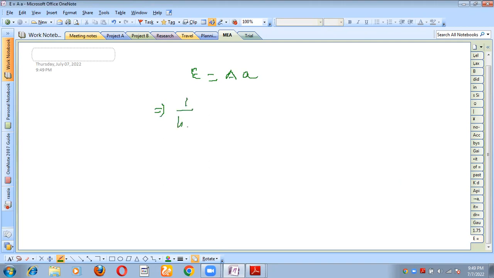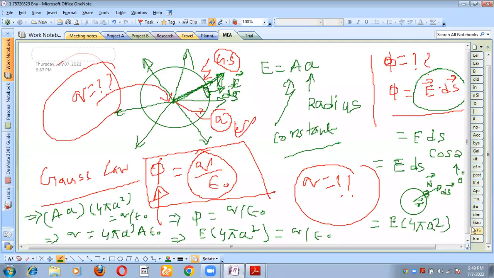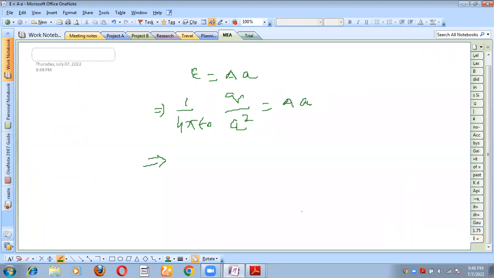We put the value of electric field 1 by 4 pi epsilon naught Q by R square, and in R square we should put a, right? And then we equate. Okay, you are saying that from that also we are getting the same result, 4 pi A a cube epsilon naught. Yes, sir. Same answer. That is also, here we will get 4 pi epsilon naught A a cube.